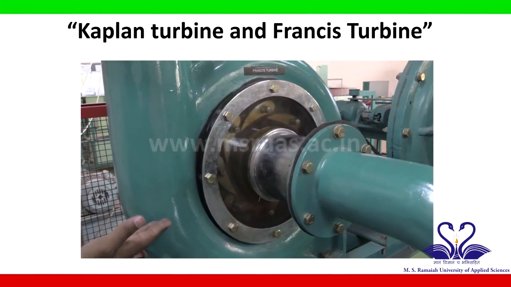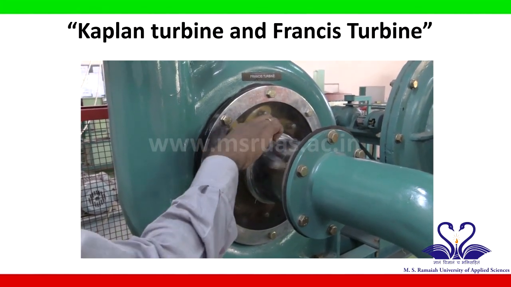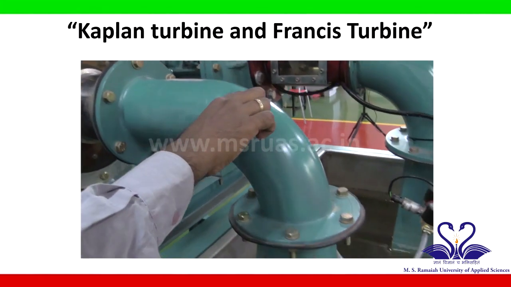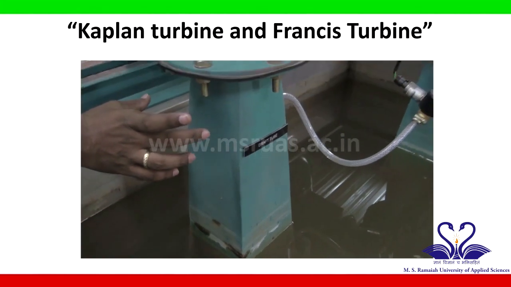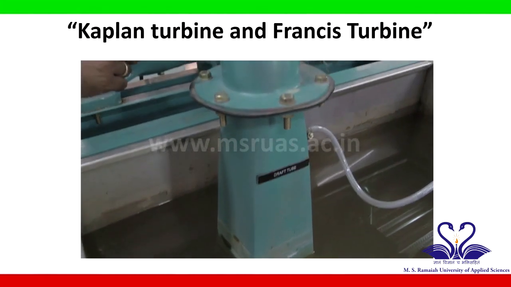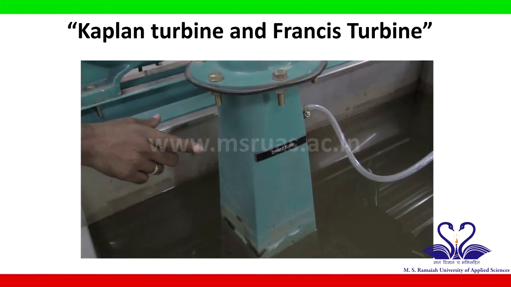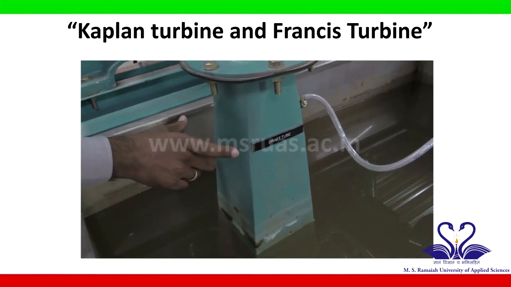The water enters the turbine radially and exits axially. In this exit, we have a draft tube. We know that at the turbine exit, the pressure is below atmosphere, and hence the draft tube is used to increase the pressure and get the pressure of the water to atmospheric condition.